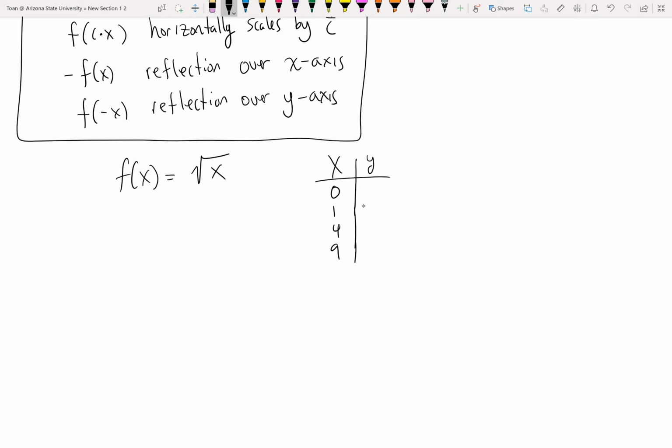Because we know if we plug these numbers in for the x, that is to say take the square root, we're going to get 0, the square root of 1 is 1, the square root of 4 is 2, the square root of 9 is 3. Notice I didn't bother plugging in negative numbers because over the field of real numbers, we cannot take a square root of a negative. So let's go ahead and plot this. See what it looks like.